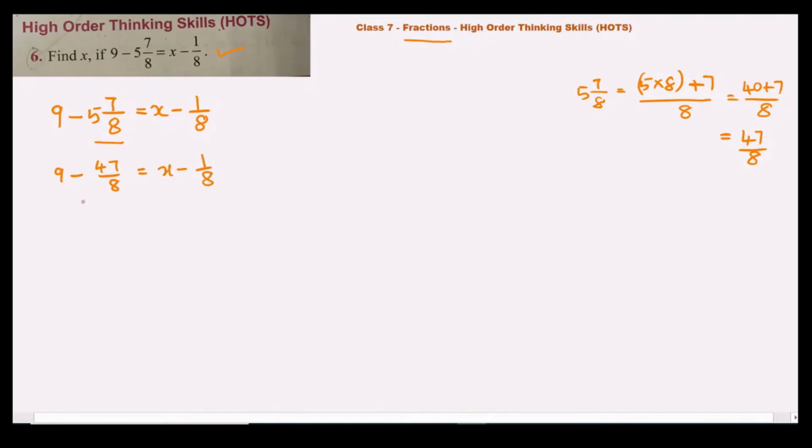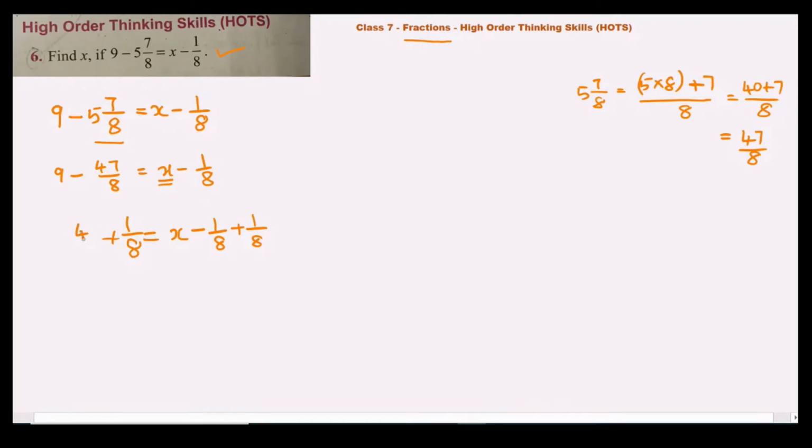Now we have to find out the value of x here. So I am just keeping this x here, then I have to remove 1 by 8. Here already 1 by 8 is there, so what I am doing is simply adding plus 1 by 8. When I add plus 1 by 8 here, I also have to add plus 1 by 8 this side as well, so that the value of the entire equation may not change.